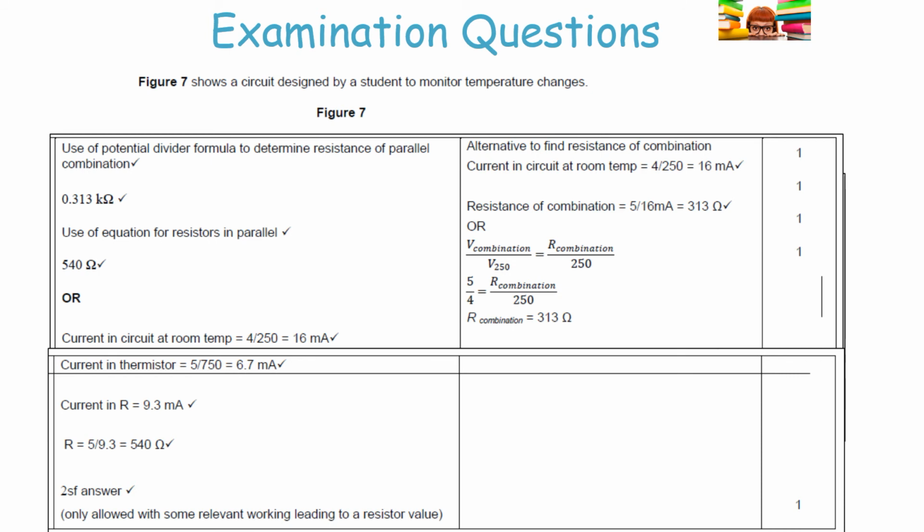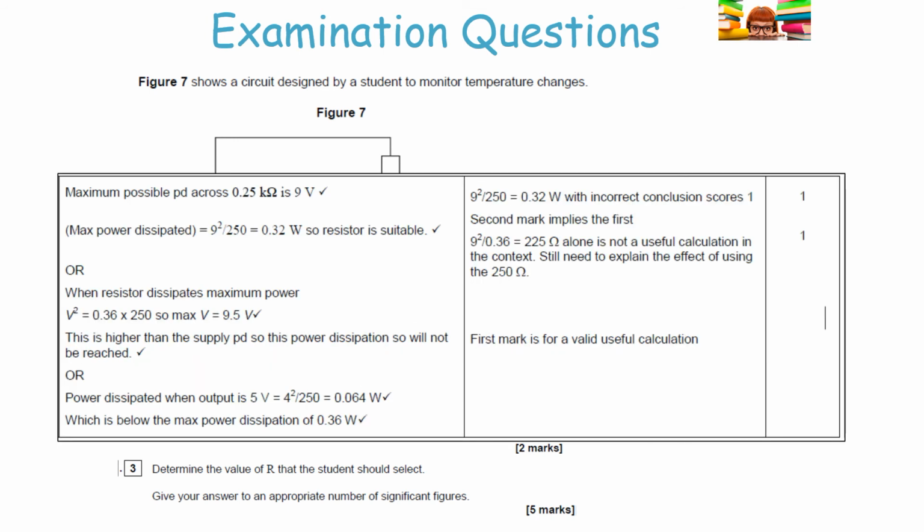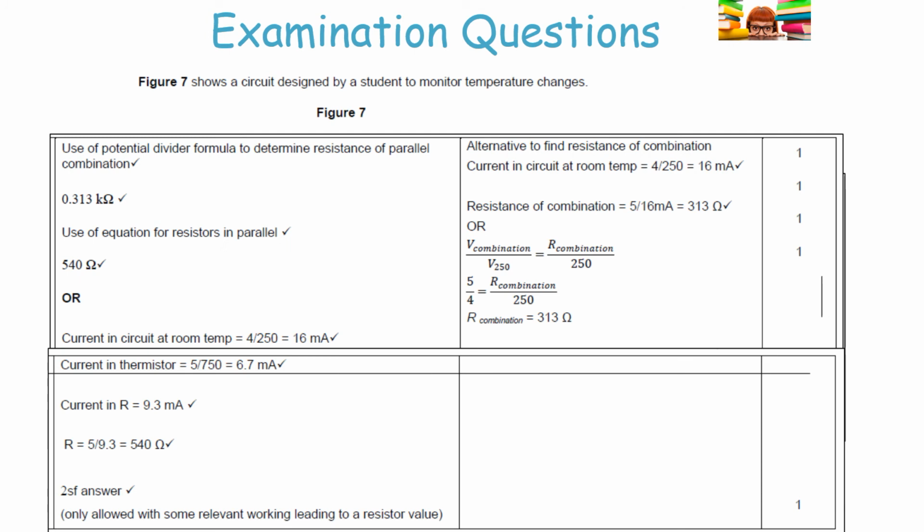What we can then do is use the equation for resistors in parallel, 1 over R total, which we've just worked out, equals 1 over R1 plus 1 over R2. Now we know one of the values of R because it told us 750 ohms. So we can work out the other value R2 by doing 1 over 3130 equals 1 over 750 plus 1 over R2, so you can then work out what R2 is going to be. The other way you could possibly do it is you could work out the current.